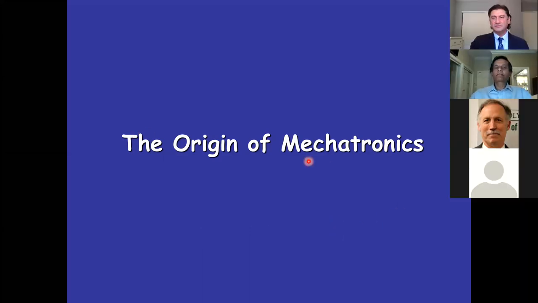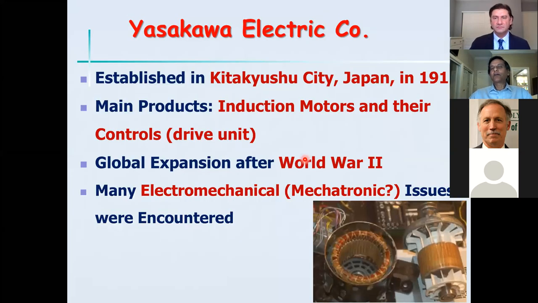So let me start with the origin of mechatronics. It goes way back to 1915 with Yasukawa Electric in Kitakyushu, Japan. At that time, this company was producing induction motors, and of course their drive unit, which is the control unit. And then after World War II, this expanded into other places, like the United States in particular, and their induction motors became quite popular. So they realized that it's an electromechanical problem, and they faced some of the issues that we know today as mechatronic issues. Here is an interior view of the induction motor, for those who have not seen one.